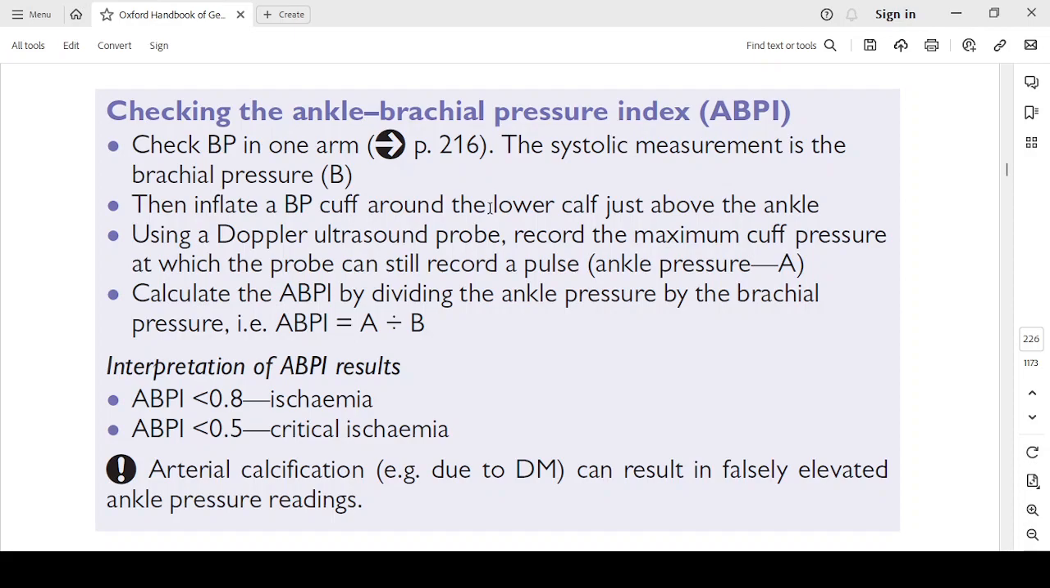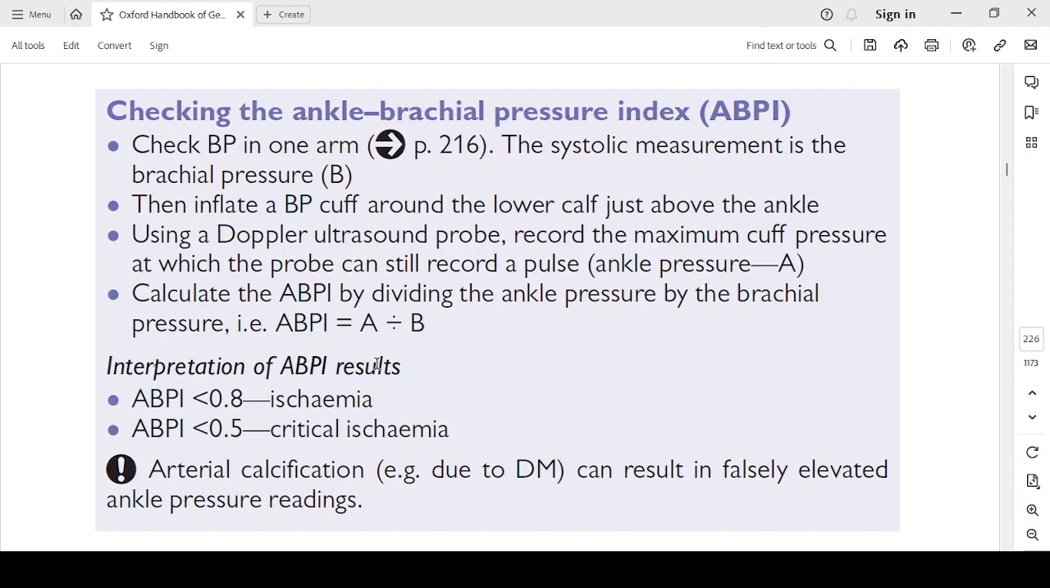This is very important. To check the ankle brachial pressure index, check the BP on one arm. The systolic measurement is brachial pressure, B. Then inflate the BP cuff around the lower calf just above the ankle. Using a Doppler ultrasound probe, record the maximum cuff pressure at which the probe can still record a pulse, that is the ankle pressure. Calculate the ABPI by dividing the ankle pressure by the brachial pressure. So ABPI is equal to ankle pressure divided by brachial pressure.